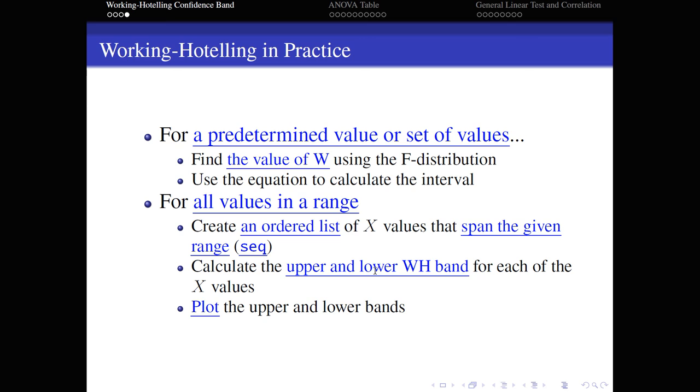It's pretty cool that we can look at an infinite number of x's and do an infinite number of calculations on our computer. Well, kind of. All right, this has been discussing how to do the working Hotelling confidence band. In the next video, we'll jump in and start talking about the ANOVA table for regression.